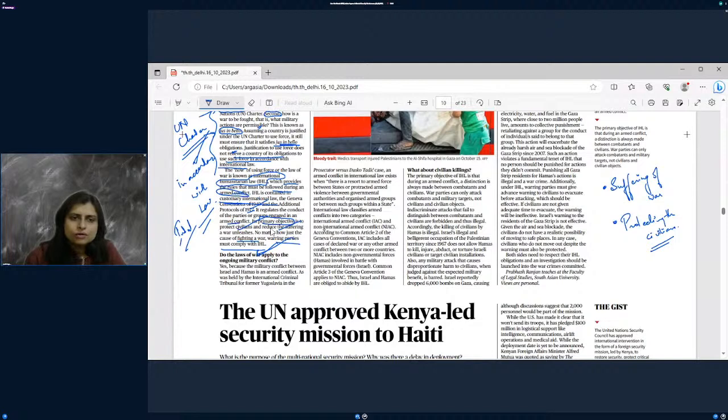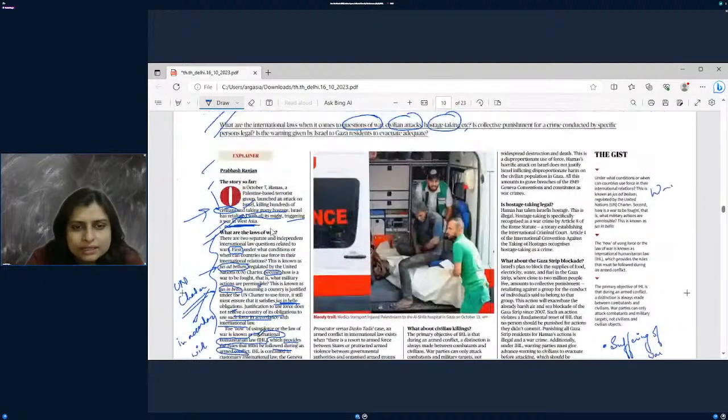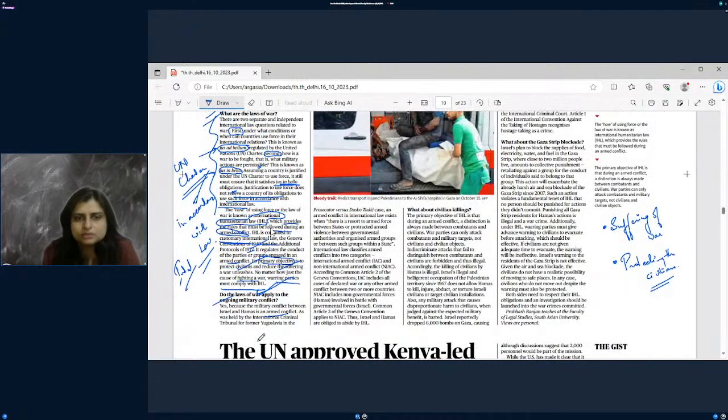Does the law of war apply to the ongoing military conflict? Yes, because the military conflict between Israel and Hamas is an armed conflict, as was held by the International Criminal Tribunal for former Yugoslavia in the Prosecutor versus Tadić case. This case becomes very important. An armed conflict in international law exists when there is a resort to armed force between states, or protracted armed violence between governmental authorities and organized armed groups, or between such groups within a state.